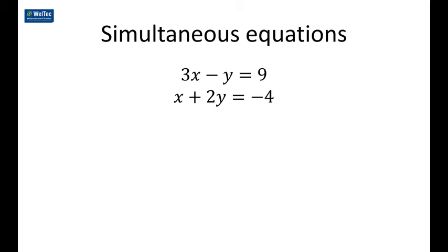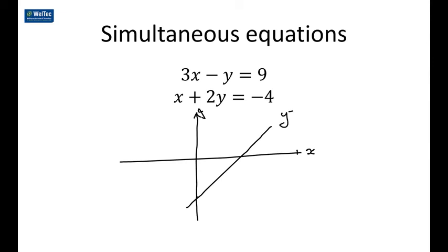If we're looking at this as a geometric exercise, we can actually draw graphs of each of these. But the accuracy of your graph determines the accuracy of your answer. So let's draw y equals 3x minus 9. That's the first equation, equation 1 slightly rearranged.